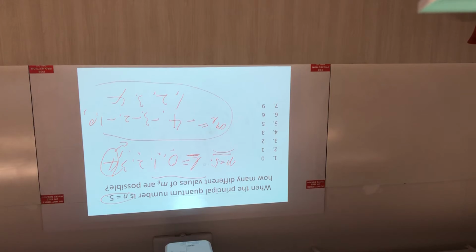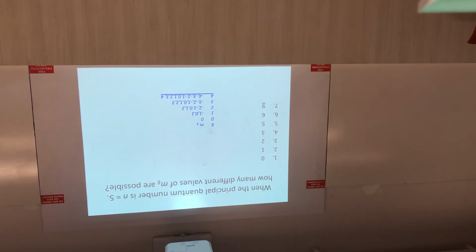How many magnetic numbers do we have? Zero counts too. 9, very good. So altogether we have 9. So the correct answer is 9. You know how to do this.